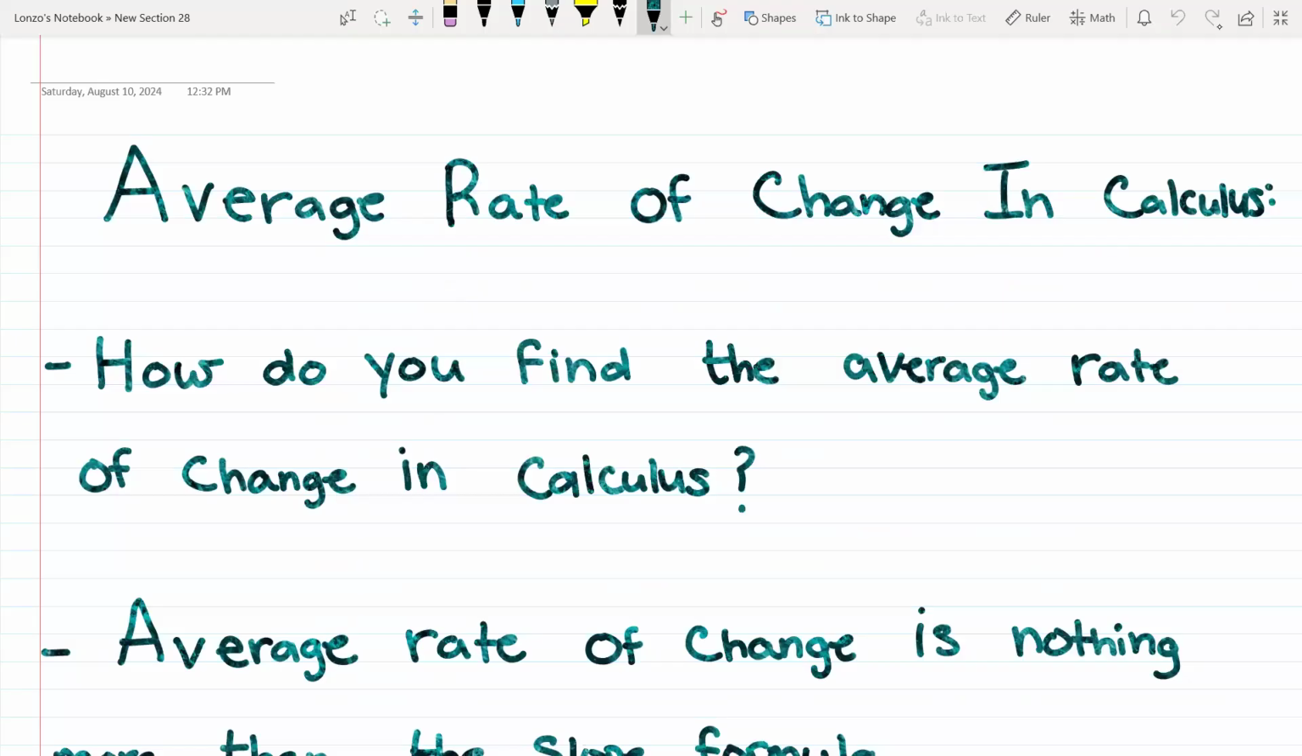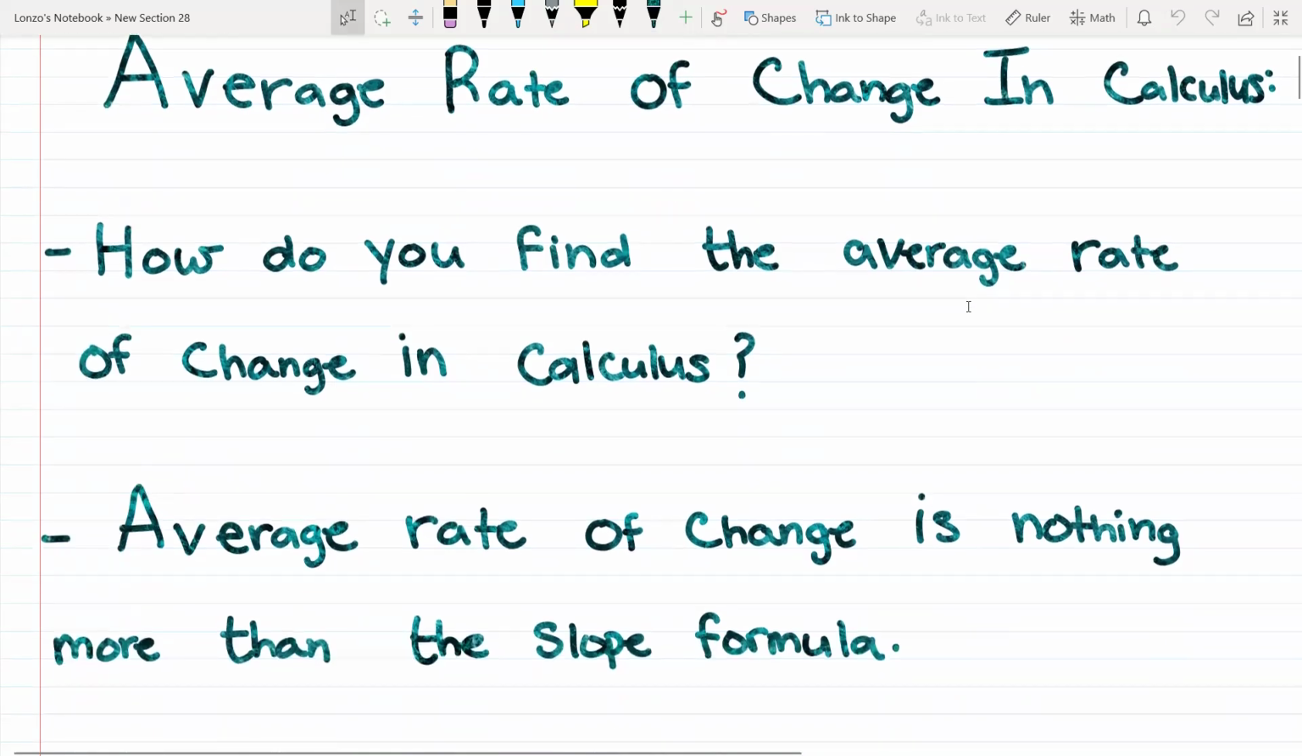Hello, in this video I will introduce the average rate of change and explain how to find the average rate of change when given pieces of information. So average rate of change in calculus. How do you find the average rate of change in calculus? By now you should know all the derivative rules, and now we are going to apply them to real world problems. So yeah, average rate of change is nothing more than a slope formula.